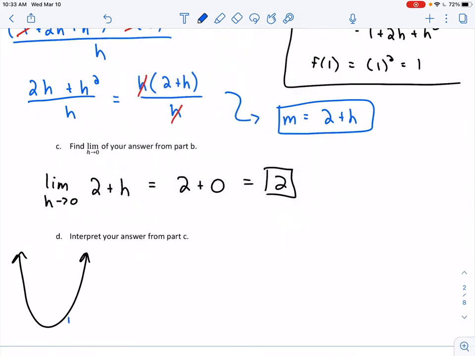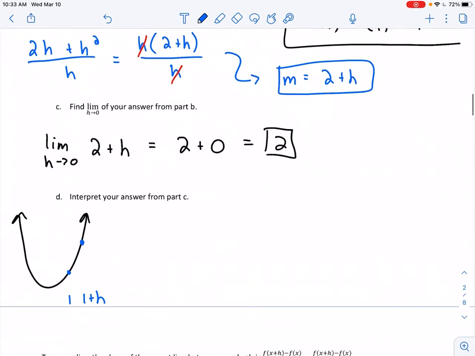Actually, let me do this. X equals 1, and then this other point right here, we started off with 2, but then we said, no, 2 is too far away, so we're going to use 1 plus h instead. So we use these 2 points, 1 and 1 plus h. Again, remember, I'm just adding a little h to get to that second point. And now look at what happened.